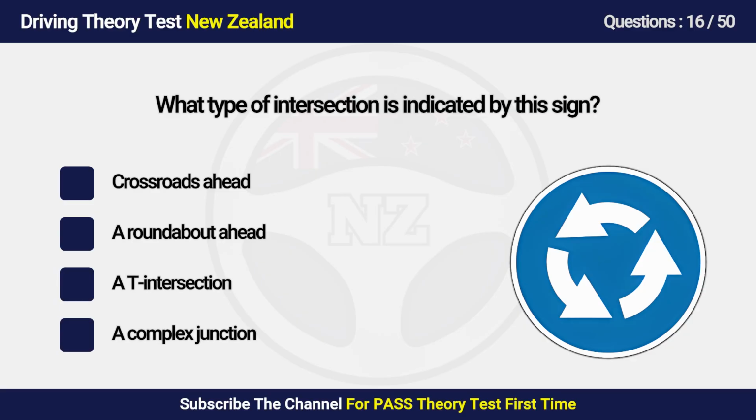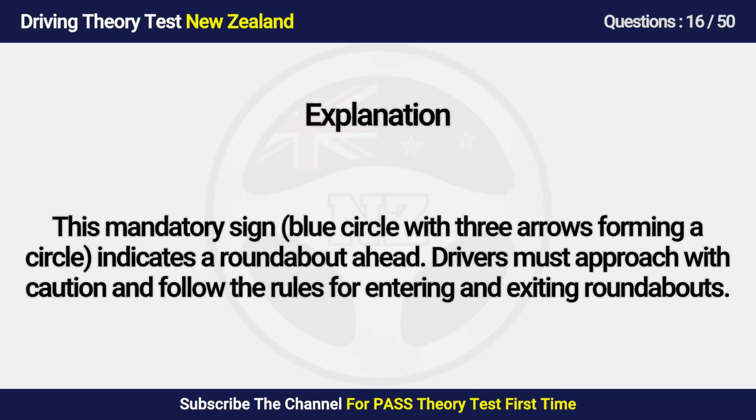A, crossroads ahead, B, a roundabout ahead, C, a T-junction, D, a complex junction. Answer is B, a roundabout ahead. This mandatory sign, a blue circle with 3 arrows forming a circle, indicates a roundabout ahead. Drivers must approach with caution and follow the rules for entering and exiting roundabouts.